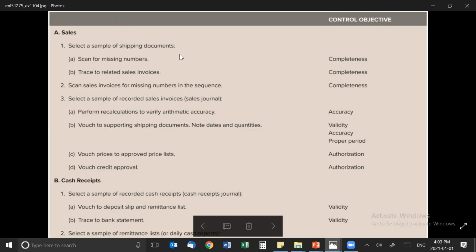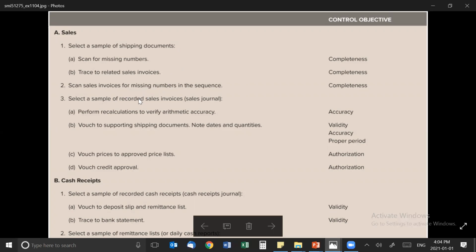So you can look at a sample of shipping documents and scan for any missing shipping numbers. You can trace to the related sales invoices. So you can take a sample of the shipping documents and then find the related sales invoice. If there isn't a related sales invoice, then that's a question you have to further ask why there isn't. Maybe there's a gap in the internal control. You can scan the sales invoices for any missing numbers in the sequence. So if there are pre-numbered sales invoices and one or two or three or four of them are missing, then you would have to look at that in more detail.